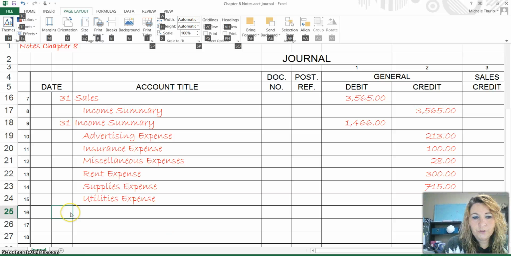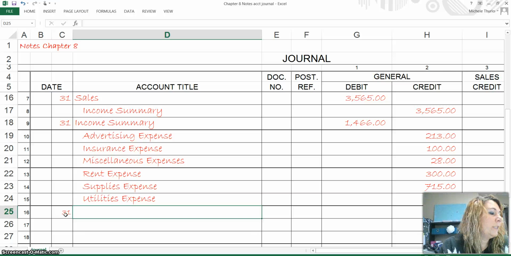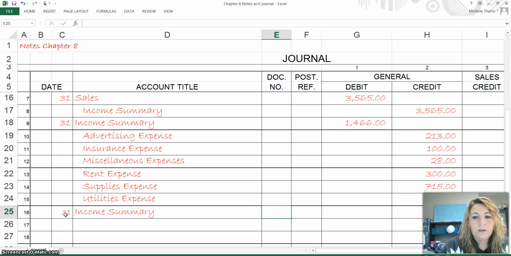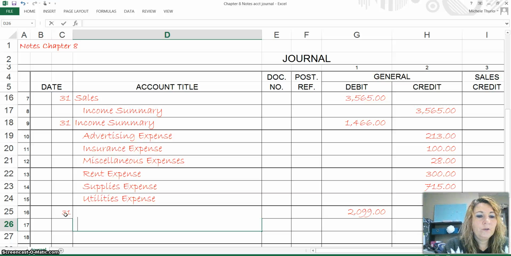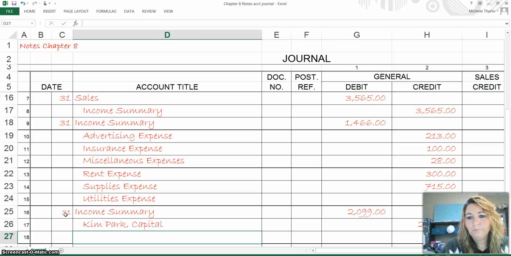So this is the 31st. And we always list our debit on top, so we're going to list income summary first. And it's going to be a debit of $2,099. And I'm closing that out to my capital account. So it's Kim Park Capital. And that will get my credit of $2,099. So now my income summary is closed. Sales is zero, expenses are zero, and my income summary is zero.